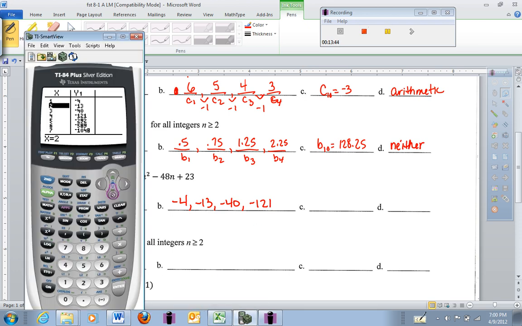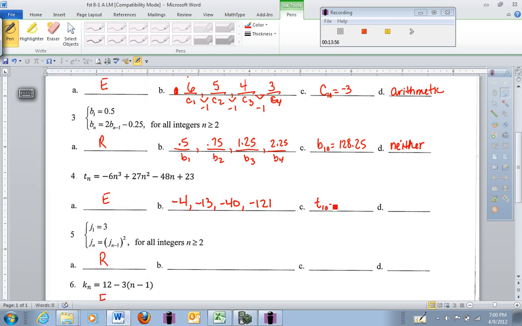Okay, and then it wants the 10th term. So I'm just going to come down here to where it says 10. And I see that the 10th term is, I think it's T sub 10 this time, -3,757. Okay, this is going to be going down by 9 and then going down by more than 9, so it's not arithmetic. 13 divided by 4 and 40 divided by 13 do not give me the same ratio, so this function is neither.